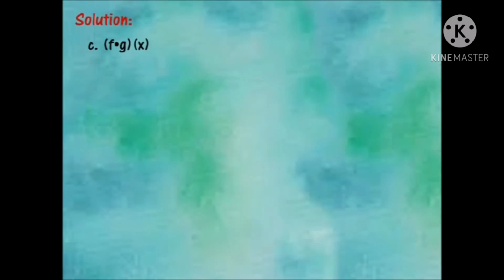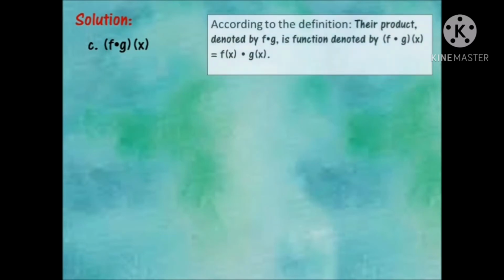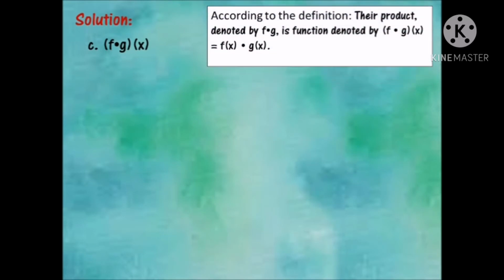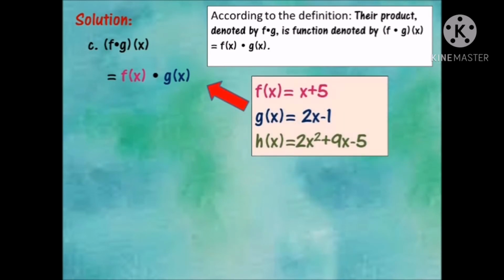Next, letter C, f times g of x. Again, the definition says that the product denoted by f times g is a function denoted by f times g of x, which is equal to f of x times g of x. The function, substitute natin yung function na given dito sa ating mga functions dito na unknown or need to be solved.